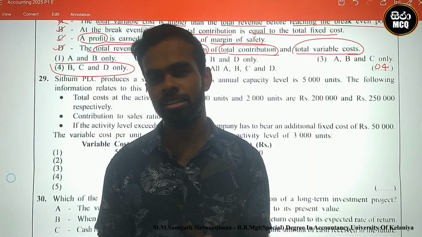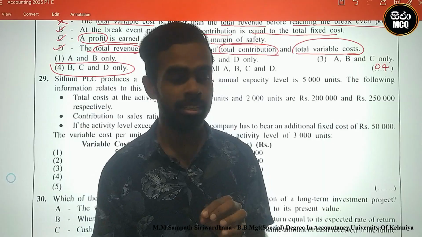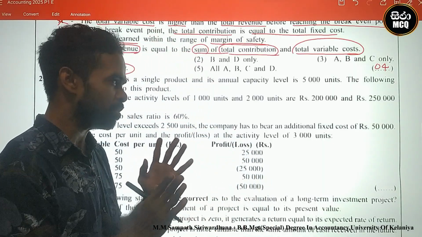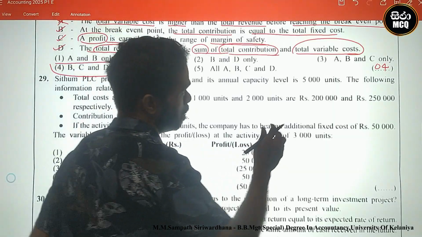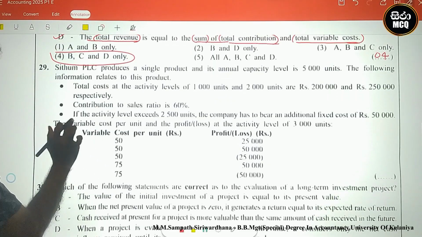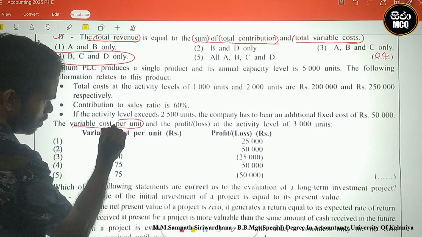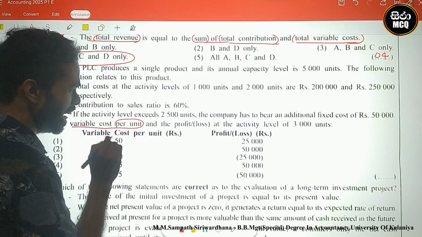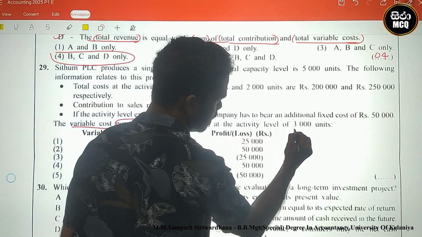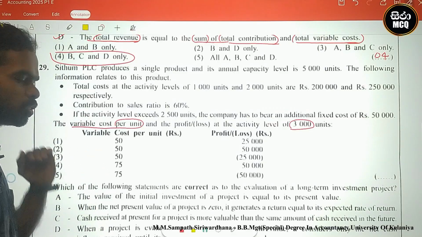Today we discuss the Advanced Level A-level accounting paper 2025, question number 29. This is related to cost-volume-profit analysis. What are the requirements? The requirements are the variable cost per unit, and the profit or loss at the activity level of 3000 units. Firstly, we must identify the variable cost per unit.